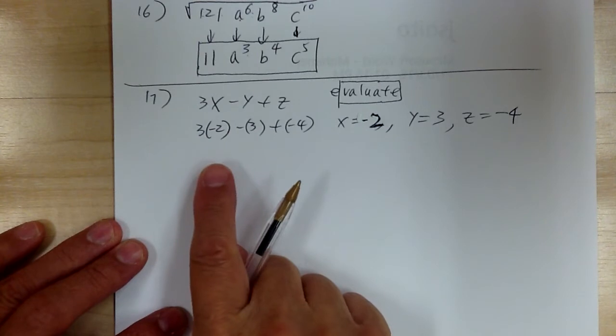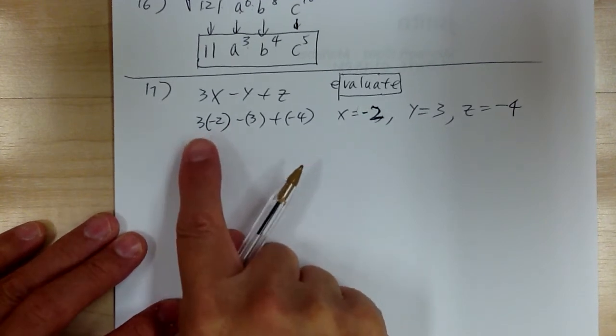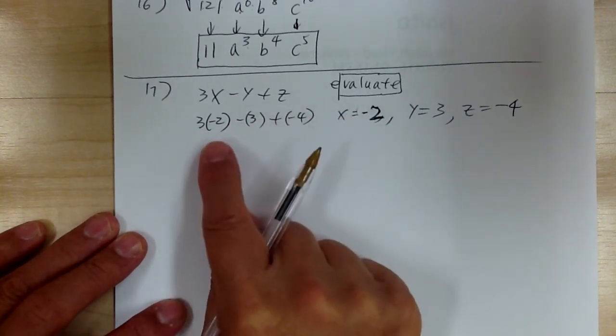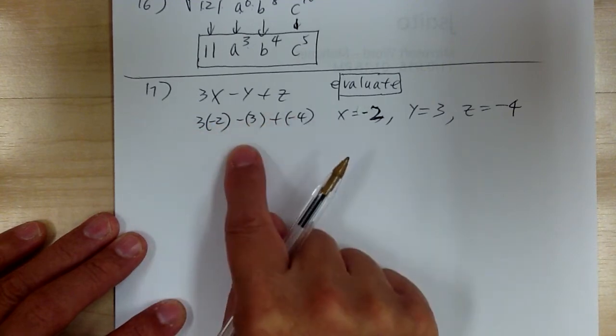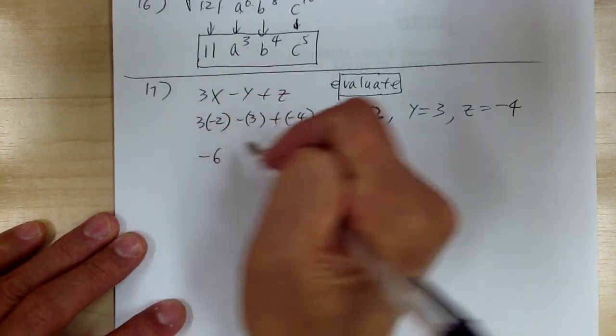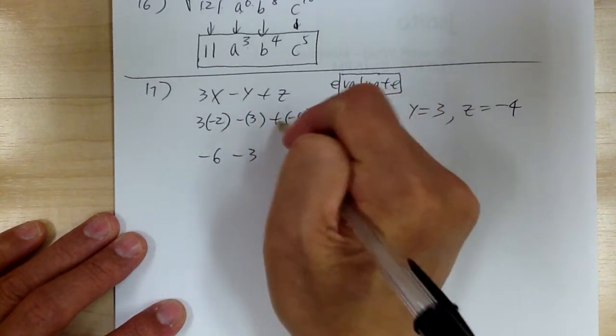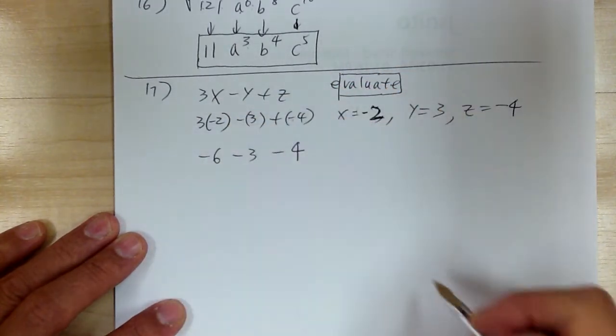And after that, you want to get rid of the grouping symbol, so you have to do the multiplication first. This is a multiplication. So let's get rid of all the parentheses. So this will give me negative 6. This will be minus 3. Plus and minus is minus. So get rid of all the parentheses.